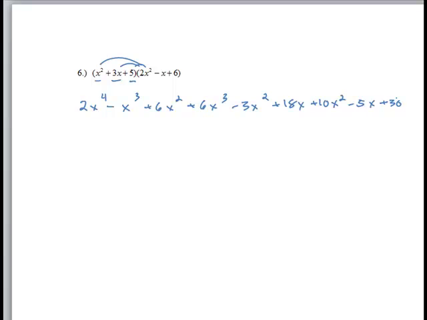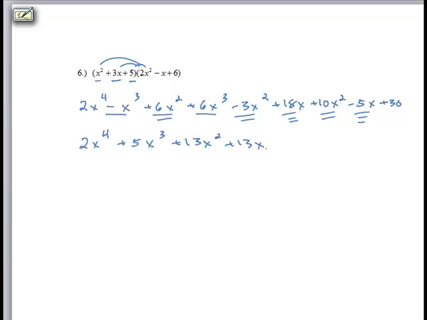Now addition or subtraction, combining like terms. 2x to the 4th does not have a like term, so we bring it down. Negative x cubed and 6x cubed combine to give us 5x cubed. 6x squared, negative 3x squared, and a positive 10x squared combine to give us 13x squared. 18x and negative 5x gives 13x, and plus 30 just gets brought down. So all of this would be our final simplified answer in standard form.